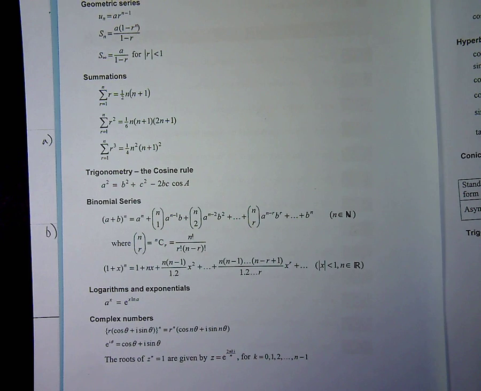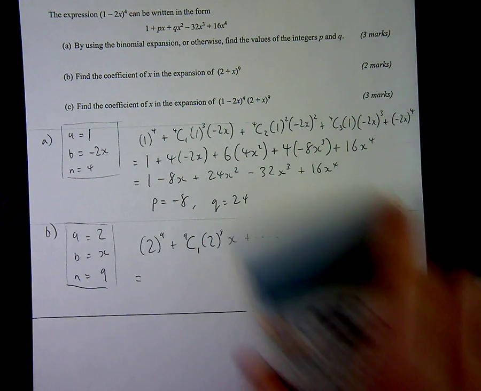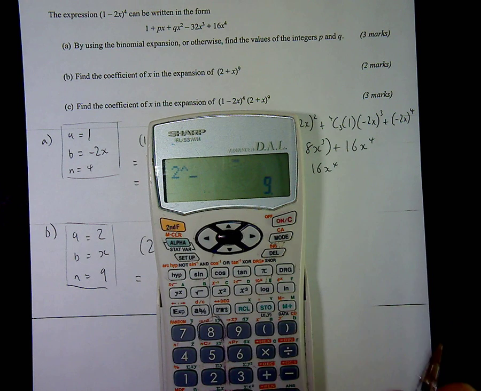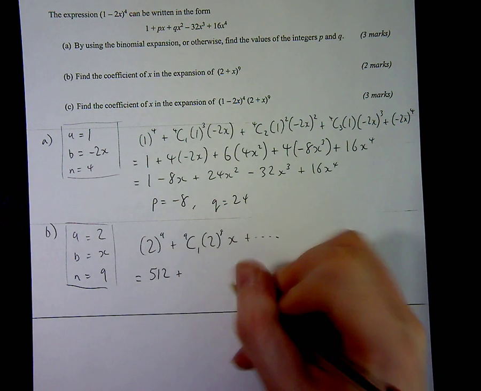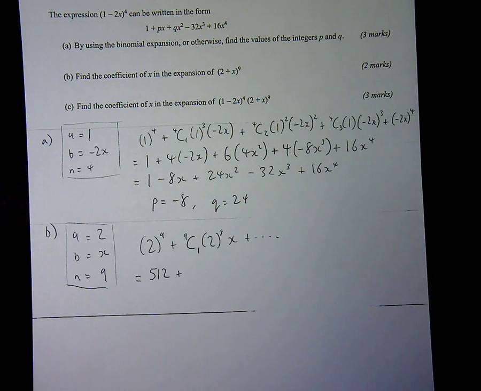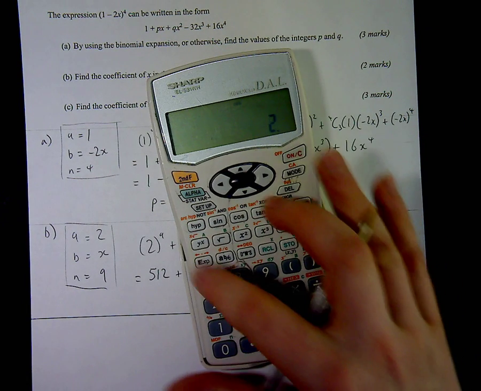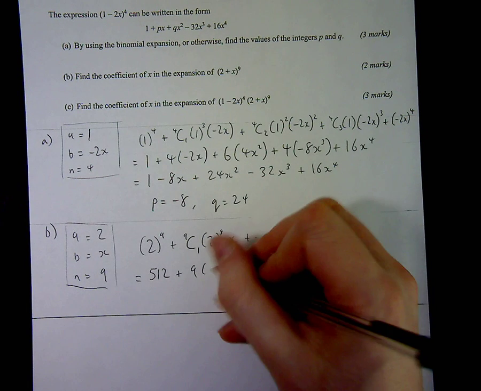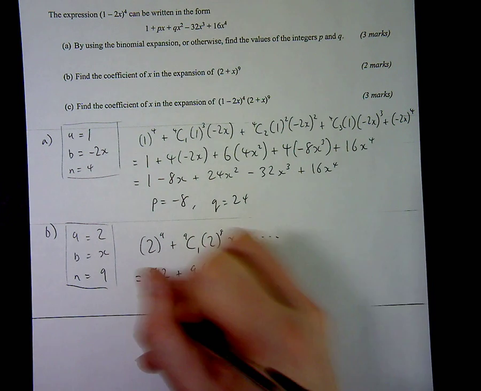2 to the power 9 is 512. n choose 1 is 9, so it's going to be 9 times 2 to the power 8, times x. 9 times 256 is 2304, so therefore my coefficient of x from the first expansion is 2304.